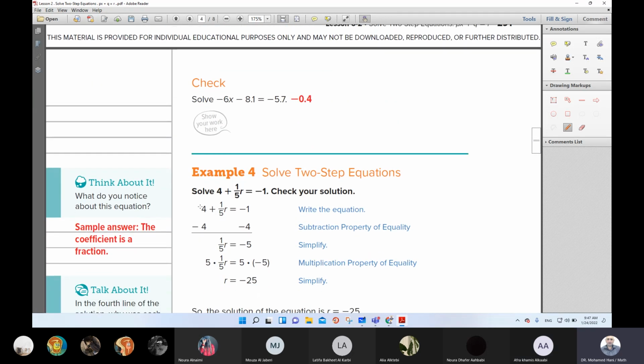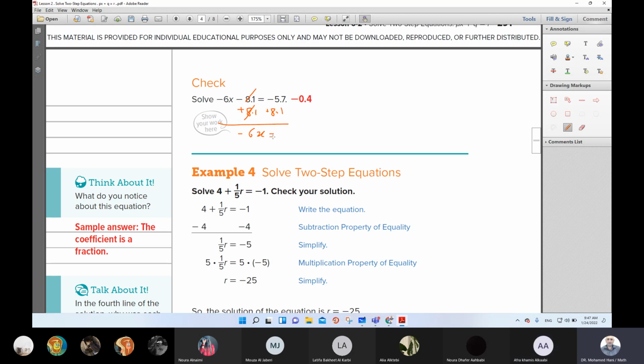For example, here in this equation, we have negative 6x minus 8.1 equals negative 5.7. At the first, we want to remove the constant. So add the inverse. What is the inverse of negative 8.1? It will be plus 8.1. So add 8.1 to the two sides. Negative 8.1 and plus 8.1 will be 0. Remains here negative 6x.